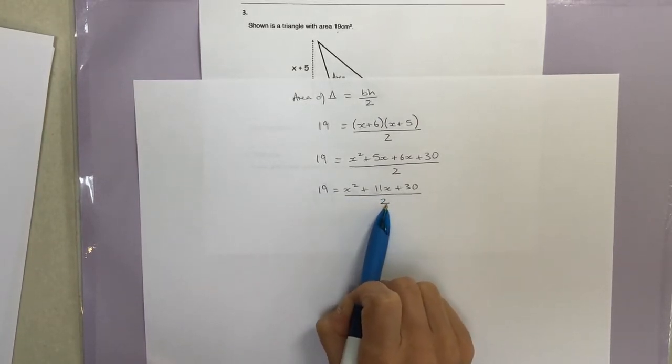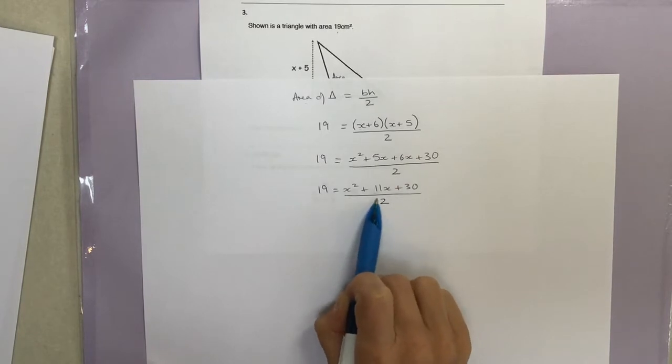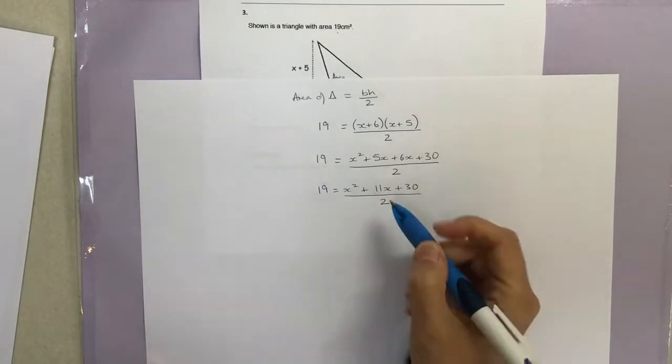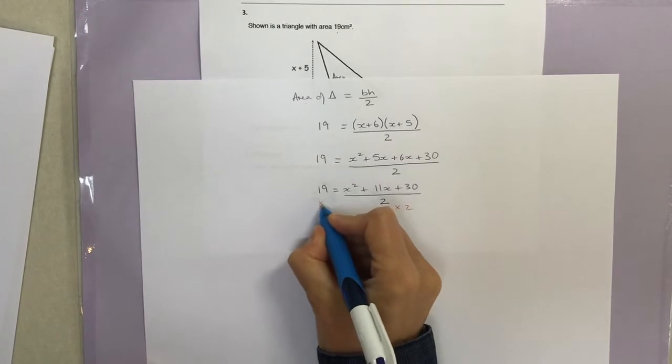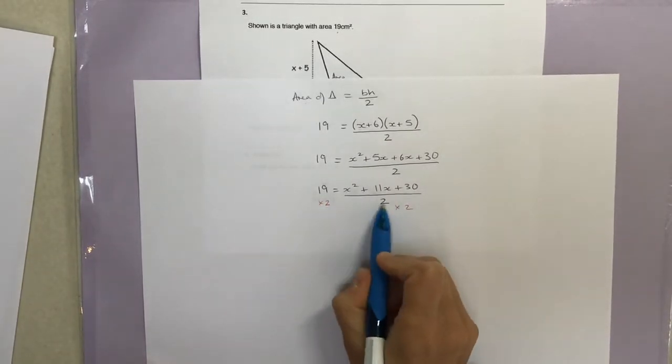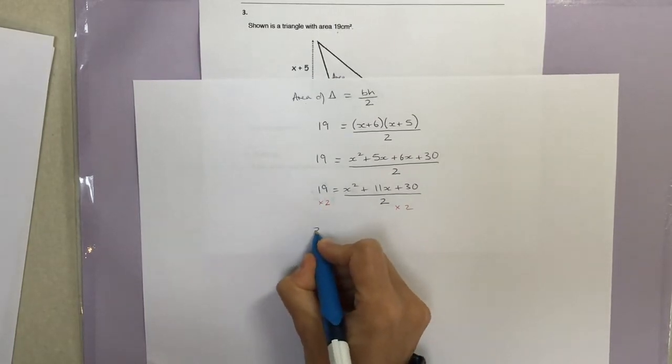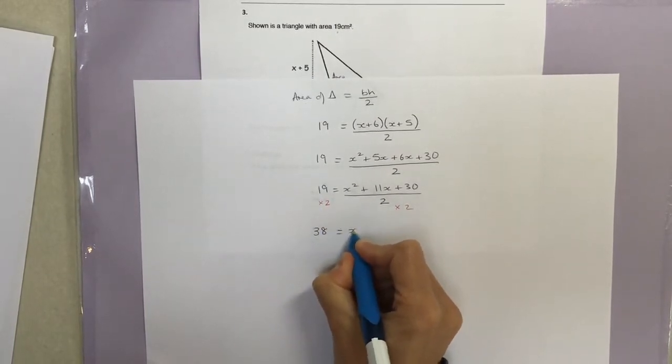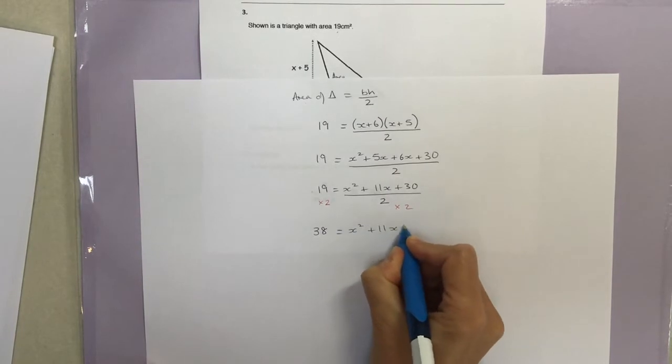So instead of that, all I'm going to do is multiply by 2 to get rid of this 2 here. And don't forget to do that. I need to make sure I'm doing the same to both sides of my equation. So I'm getting rid of this divide by 2 by multiplying by 2. So that's going to give me 38 is x squared plus 11x plus 30.